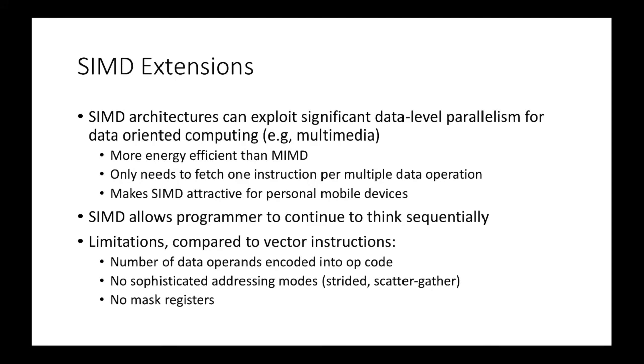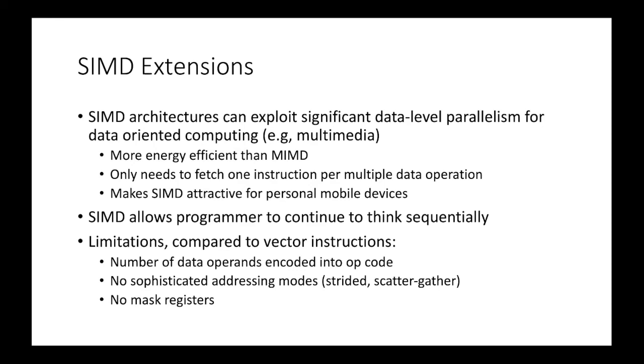The next type is SIMD extension. This is what you have in your CPU. SIMD architectures can exploit significant data level parallelism for data-oriented computing, for example, multimedia applications. It's more energy efficient than MIMD, multi-core for example, because it only needs to fetch one instruction per multiple data operations. That makes SIMD attractive for personal mobile devices. SIMD allows the programmer to continue to think sequentially.